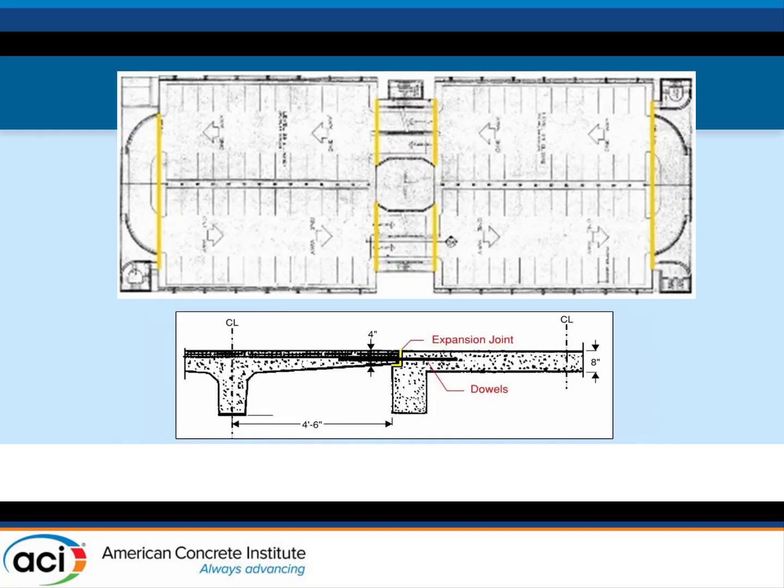This is one where they really got it right. This garage is over 400 feet long. They had 4 expansion joints in it. So you had cast-in-place concrete segments at the far ends, and you had a cast-in-place ramp segment in the middle. It's not a great parking design nonetheless. So they got the expansion joints right.